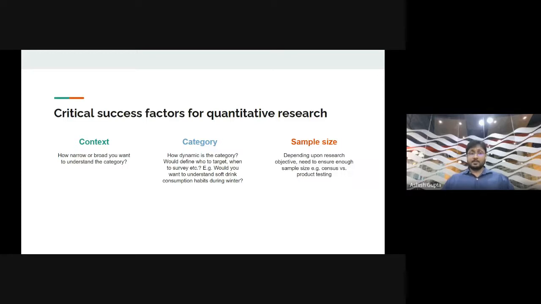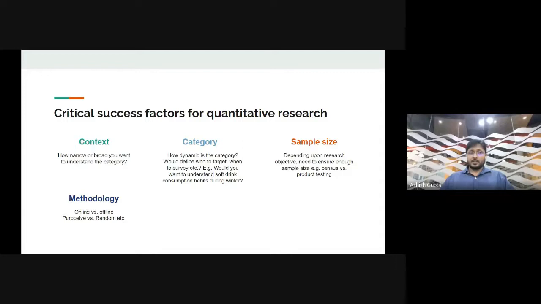The sample size, and this is very critical, specifically for quantitative research, because quantitative research deals with big sample sizes. It's not just 1 or 2 people, it's talking about hundreds and thousands of people at a time. So depending on the research objective, obviously you need to ensure that you have enough sample size to be able to take a firm decision as to what needs to be done, or whether it's a go or a no-go in case of a product launch.